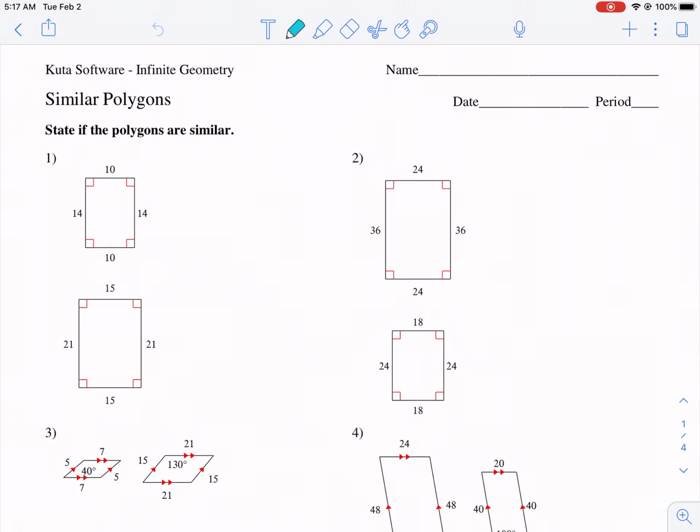We're doing similar polygons. Let's go ahead and get right down into it. State if the polygons are similar. Okay, so we have to have two polygons in order to determine if they are similar. And what are we trying to decide here?